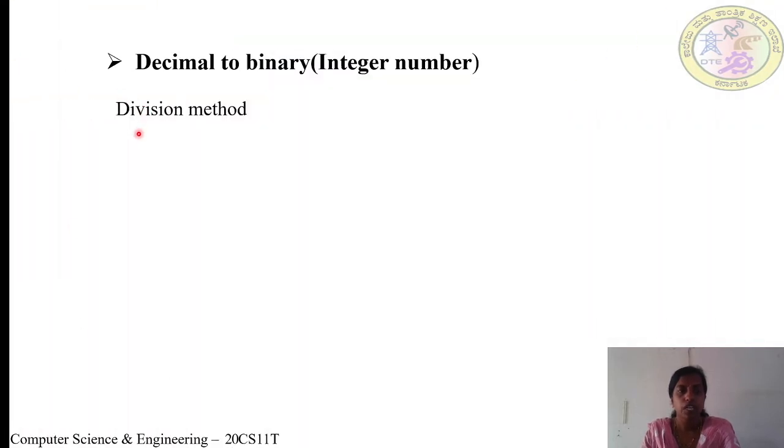Next we move on to the conversion between decimal to binary of integer number.